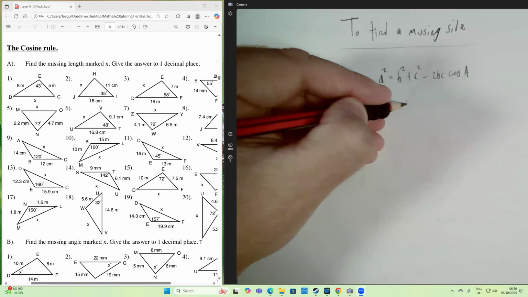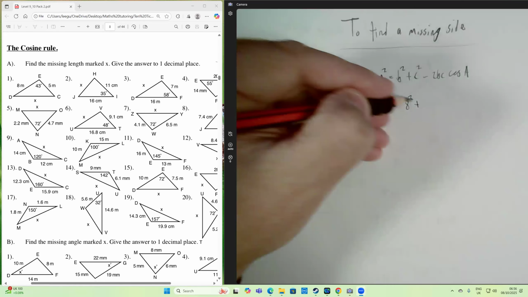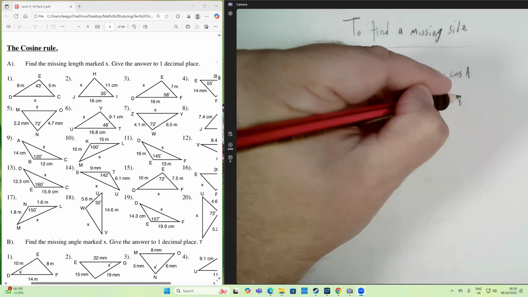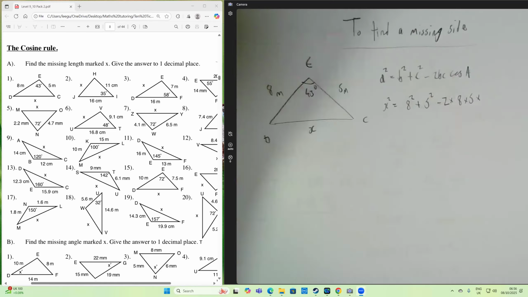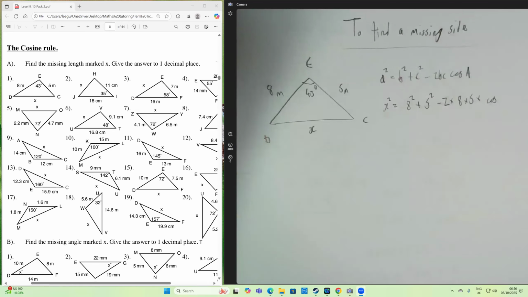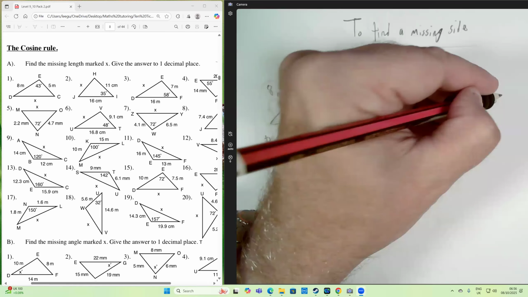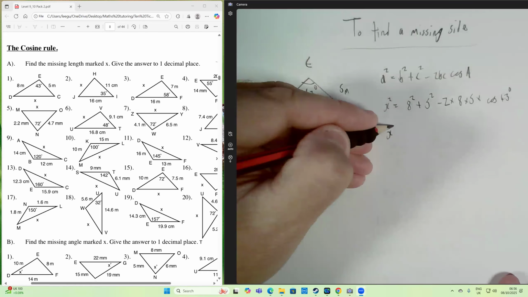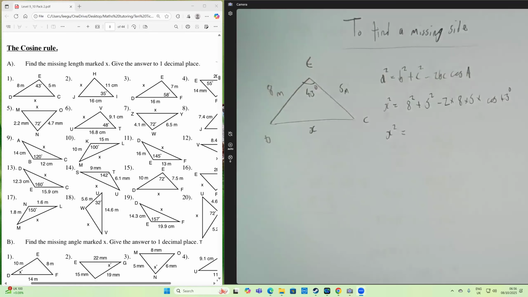So in this case, substituting into the cosine rule, we're going to have x squared is equal to 8 squared plus 5 squared minus 2 times 8 times 5 times the cosine of 43 degrees. Okay, so there we go. We can now put all of that into our calculator and see what we get.